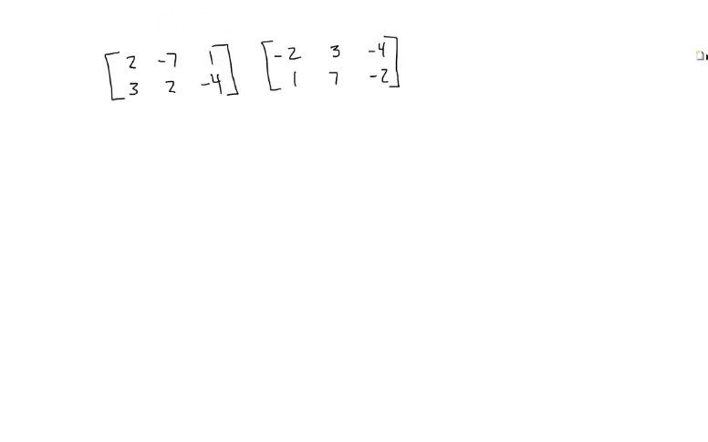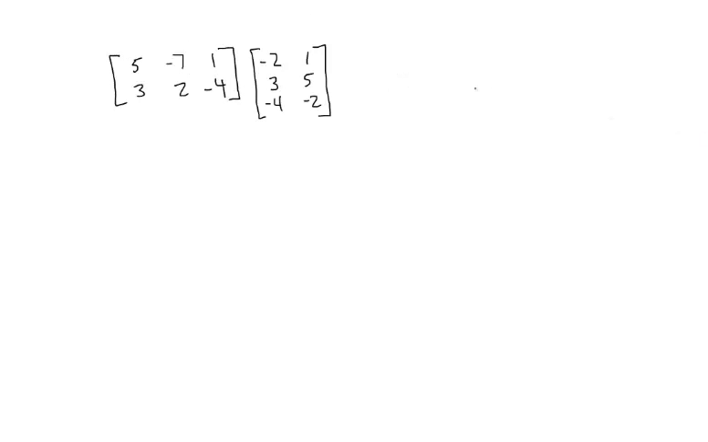And in the next example I have a 2x3, and I have a 2x3. So here we can see that our inner dimensions don't match, so we cannot perform this multiplication. So there's no work to be done.